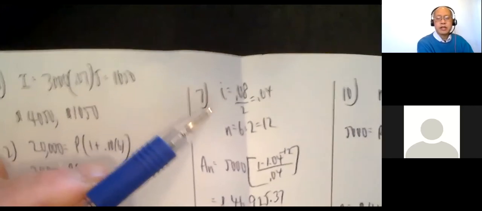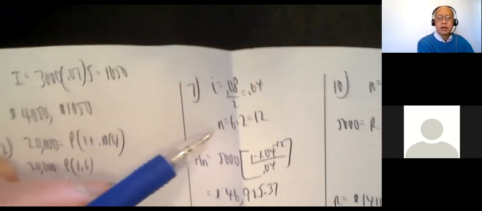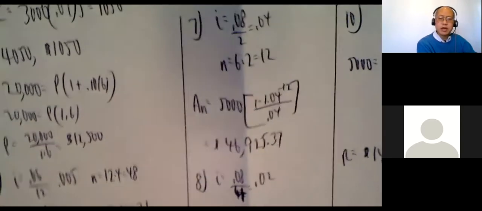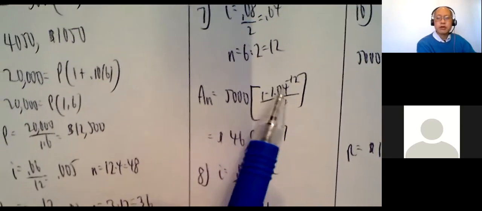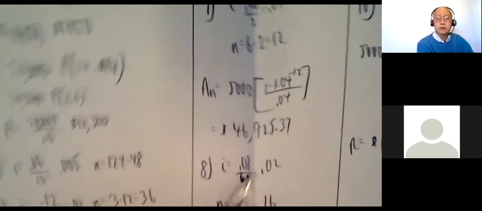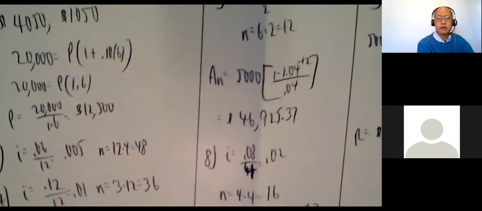7, I is 0.08 divided by 2, which is 0.04. N is 6 times 2, which is 12. A sub n is 5,000 times (1 minus 1.04 to the negative 12) divided by 0.04. That gives 46,925.37.